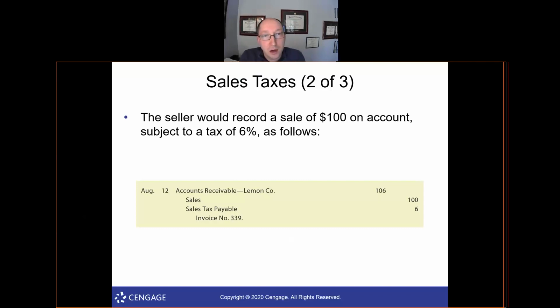Here's how it looks. Here's an example. We sold something for $100. There's 6% sales tax. We debit accounts receivable $106. Why 106? 6% of 100 is $6. So we debit $106 accounts receivable. We credit sales $100 because we sold something for $100. And then we also credit sales tax payable by $6 because we collected $6 of sales tax and we haven't paid that yet. Make sense? Hopefully.